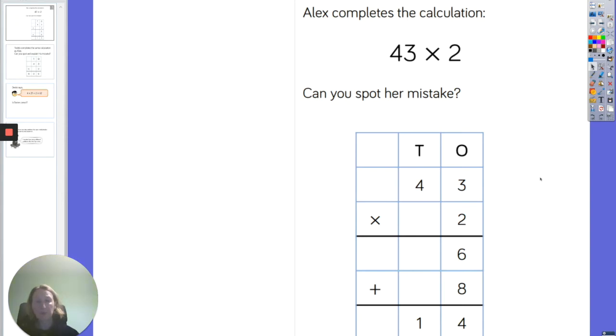Okay, so you can see that she's written it down, and actually I quite like the way she's written it down, because each number is in its own square, and she's got the symbol of the multiplication and the addition in their own square, and the T for tens and the O for ones. But look at what she thinks the answer is. She thinks the answer is 14. So like I said, can you spot her mistake? And then the next question.